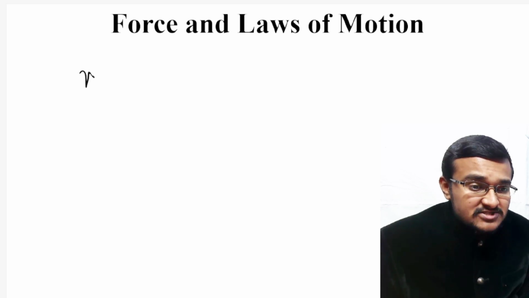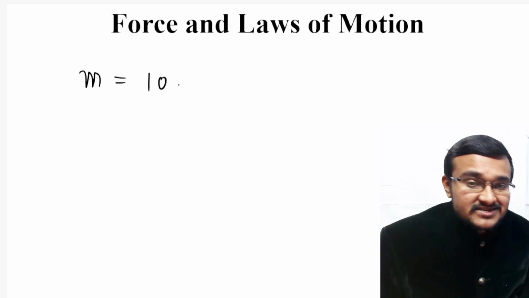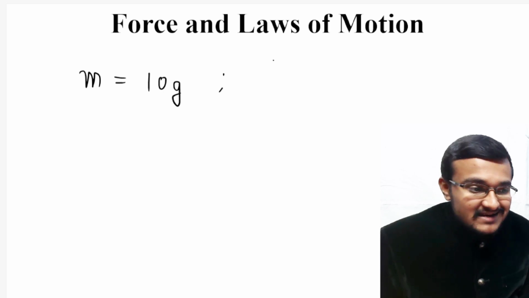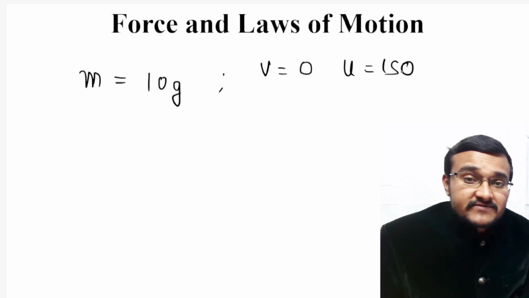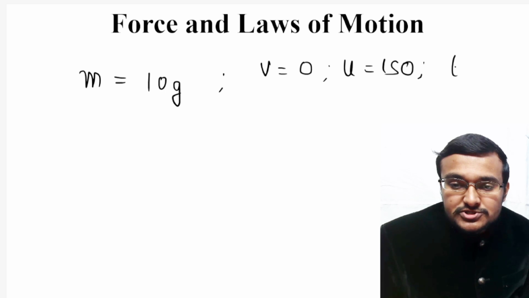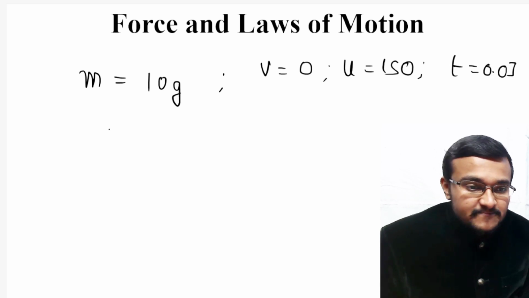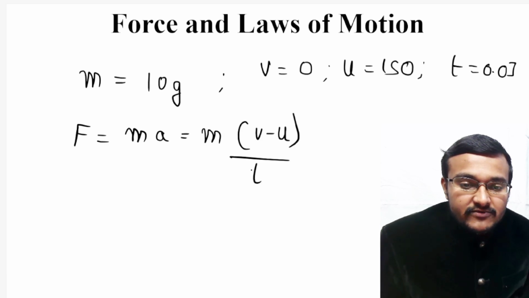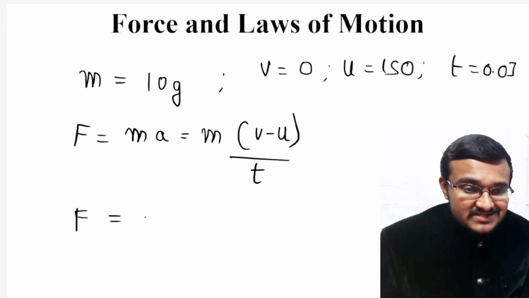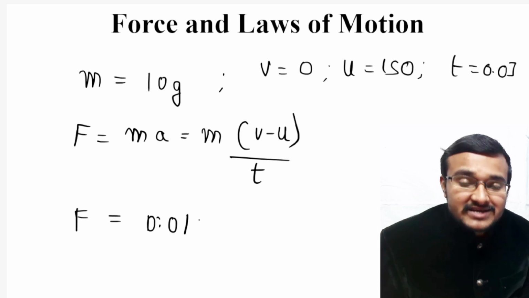Here the mass of the bullet is given. The mass of the bullet is 10 gram, and we have also calculated the distance of penetration. Along with that, we know the final velocity is 0 and the initial velocity is 150 meter per second. We also know the time is 0.03 second. So force is equal to mass times acceleration. In the place of acceleration, I can write (V minus U) divided by T. So F is equal to mass times acceleration. The mass is 10 grams, which is 0.01 kg, into velocity.